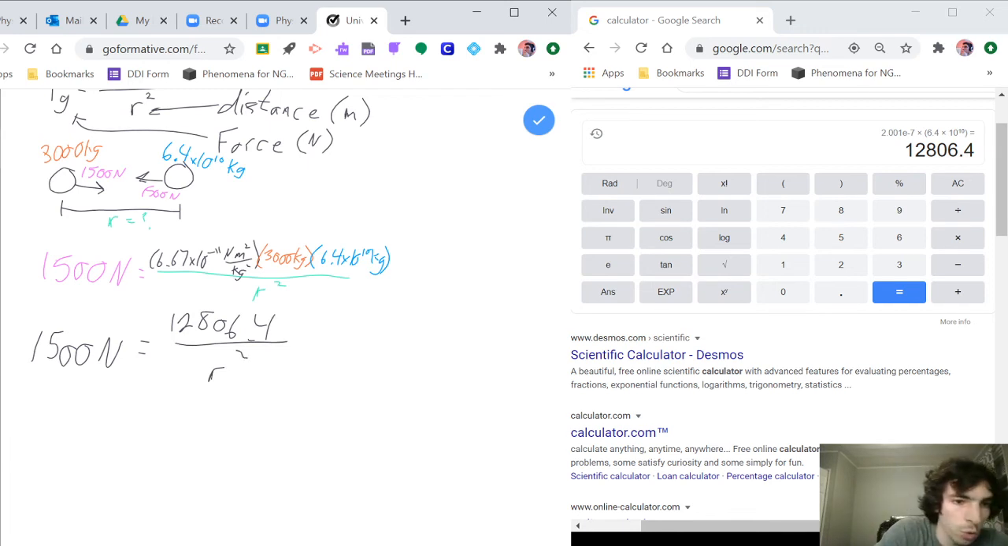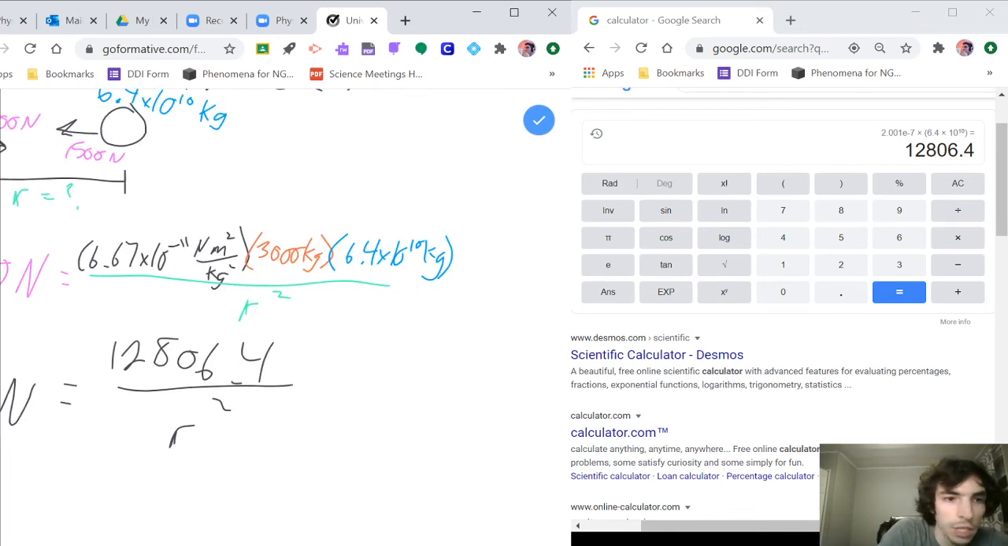For those of you who are interested in following these units along with me, our kilograms times kilograms is like kilograms squared, so that cancels out the kilograms squared in the denominator of our constant, leaving us with newton meters squared.